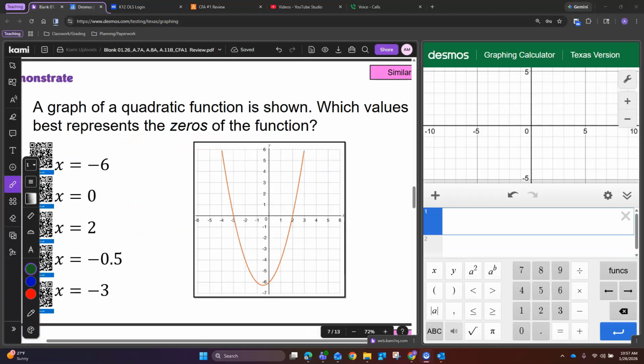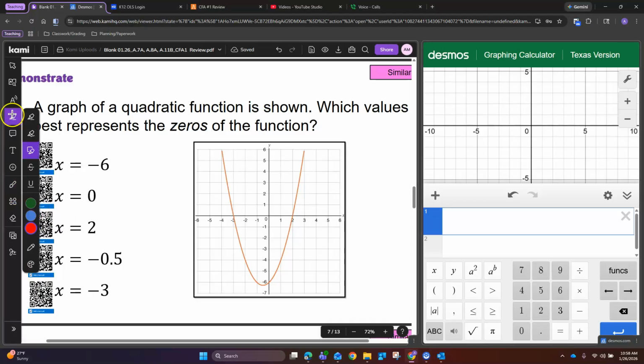A graph of a quadratic function is shown. Which values best represent the zeros of the function? Okay, so again, we are going to be looking at the x-intercepts. And that is the wrong color of highlighter. So we're here at -3 and 2, right? So this is -3, 0, and this is 2, 0, which means that our zeros are -3 and +2.